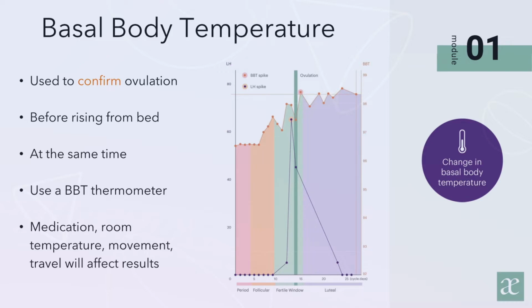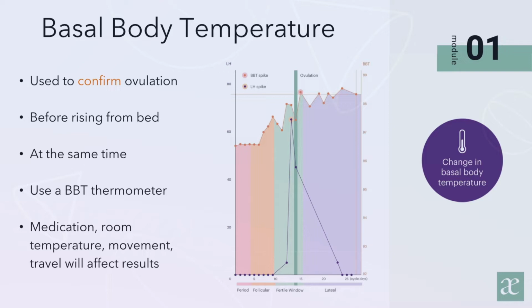So if there's a day where you know it's at a really different time, I would suggest not taking it that day, just skipping that day. Basically any changes in medication, in your room temperature, in movement, or if you travel, it's all going to affect the results. So that's why it's really important for basal body temperature to try and keep things as stable as possible. And it's good to do this for a few months, because there's so many reasons why the temperature could be different that the longer you do it for, the more accurate it will become.